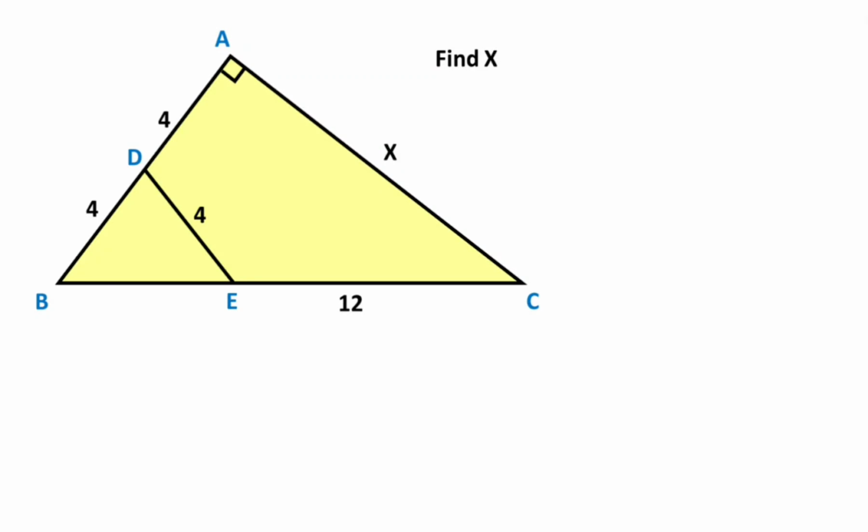Hello everyone, in this video we have one right triangle, and these three parts are given as equal, and this length is given 12, here is given 90 degrees, and x is asked. Okay. First of all, if we connect these two points, here must be equal 90 degrees, right?